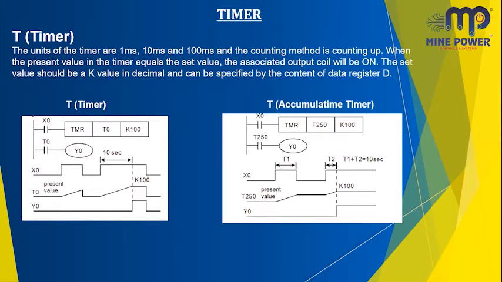Accumulated timing. This is X0. It is normally open. When X0 closes, the timer indicates T250 K100. This value is registered in T250. Then it turns on, T250 becomes NC, normally closed, and the Y0 output is on.